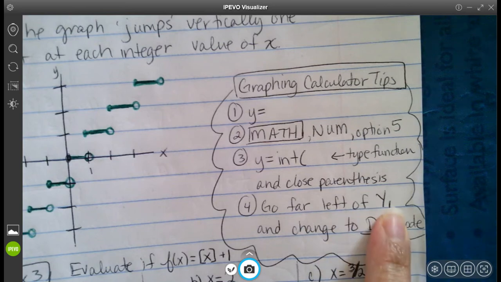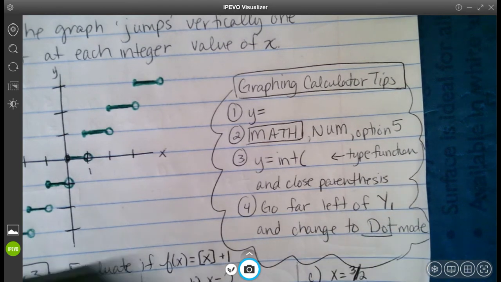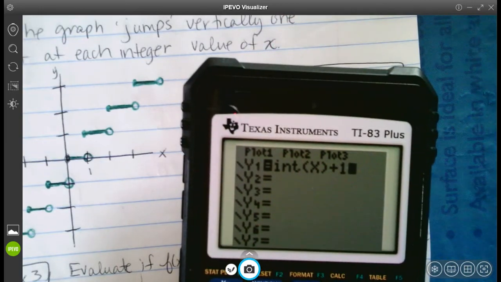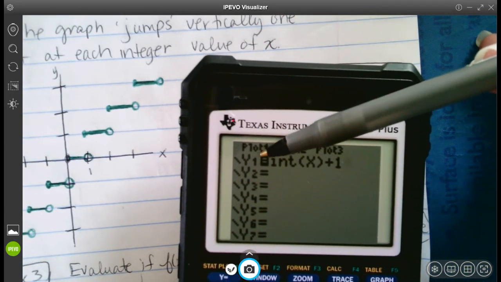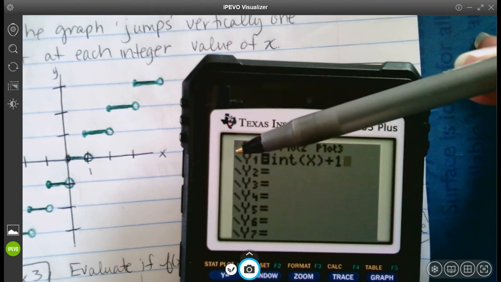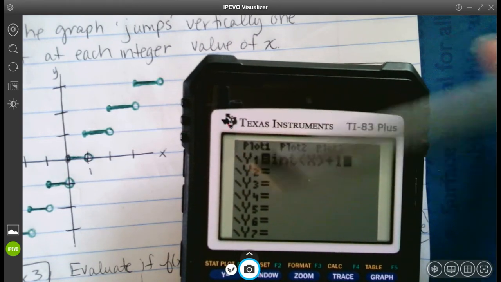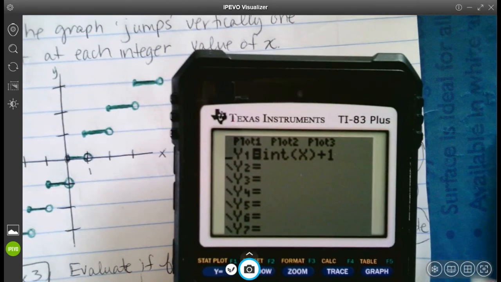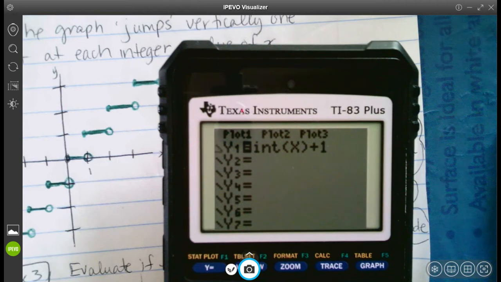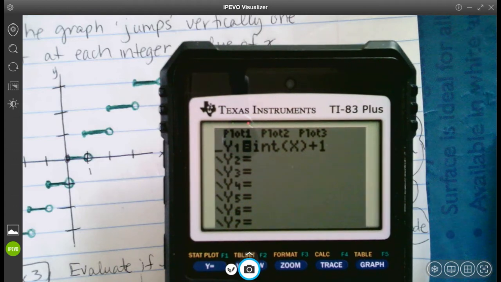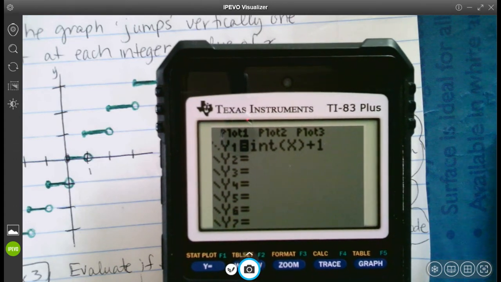It says go to the far left of y1 and change to dot mode. So here, I won't touch it because I might mess with the screen, but this is y1. This little piece over here is where we can change the dot mode. Right now, it's just on the line mode because it's showing the entire line. So we're going to go all the way to the end. And to change that, you just press enter over and over until you get what you want. So I'm pressing this over and over, and there are my dots. They popped up just how I wanted them to.